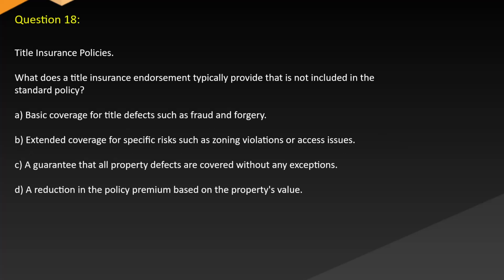Question 18. Title insurance policies. What does a title insurance endorsement typically provide that is not included in the standard policy? A. Basic coverage for title defects such as fraud and forgery. B. Extended coverage for specific risks such as zoning violations or access issues. C. A guarantee that all property defects are covered without any exceptions. D. A reduction in the policy premium based on the property's value.